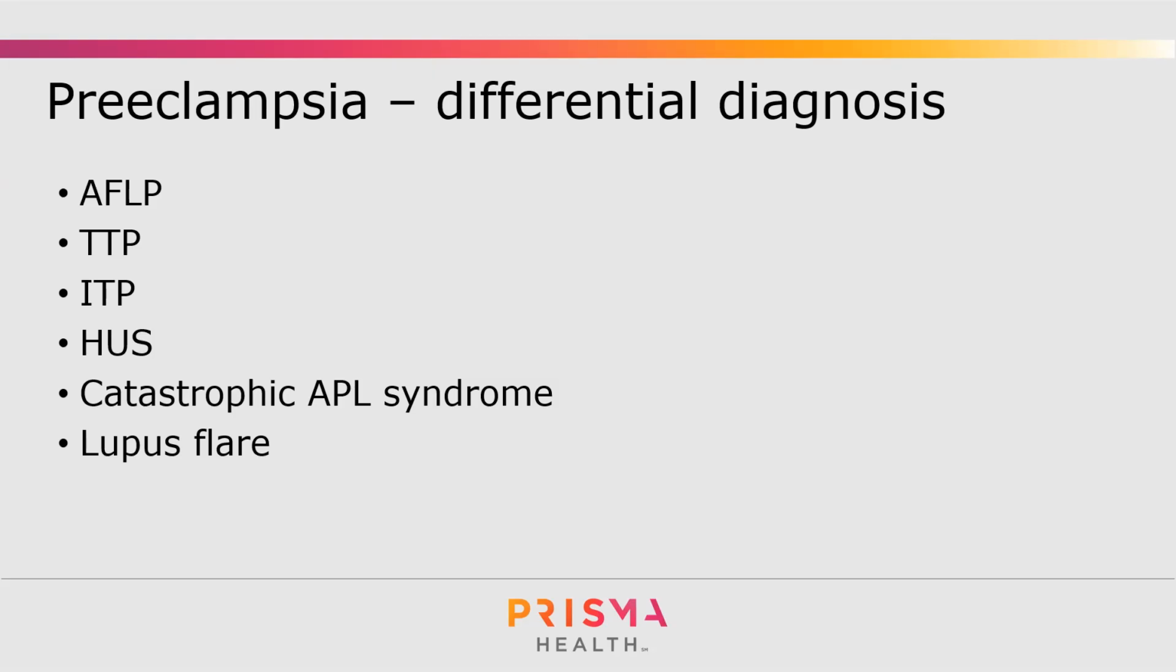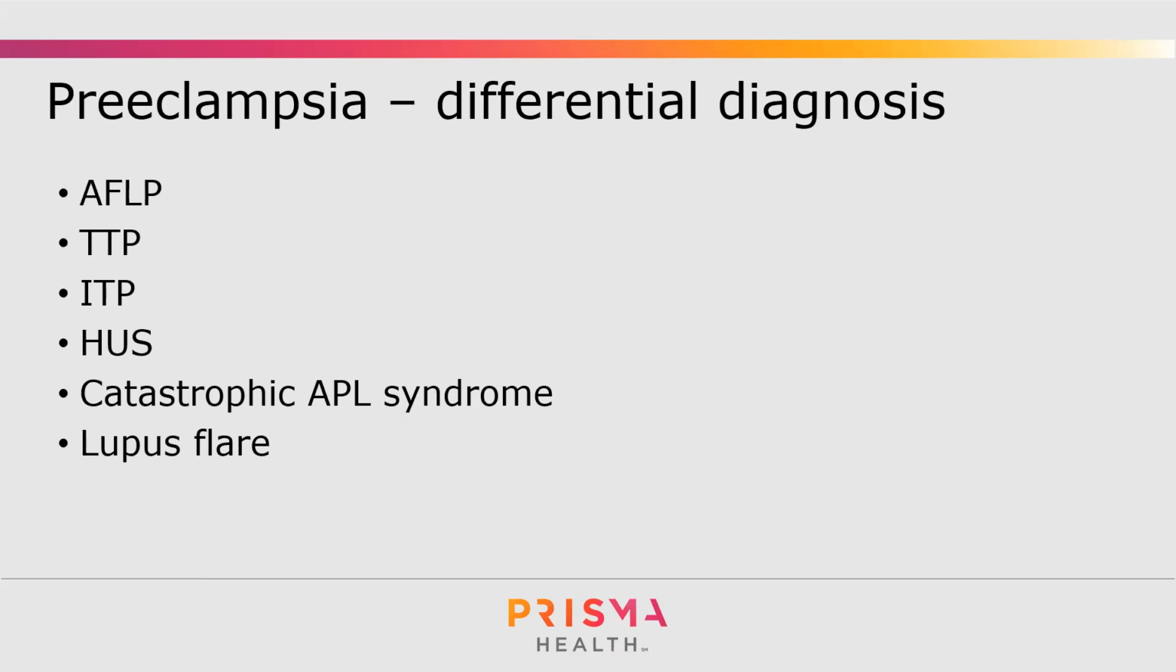Acute fatty liver of pregnancy, TTP, which stands for thrombotic thrombocytopenic purpura, immune thrombocytopenic purpura, hemolytic uremic syndrome, catastrophic antiphospholipid syndrome, and a flare of lupus. And the one thing I left off this slide is a potential molar pregnancy. All of these things need to be in the differential because they are all associated with, at least in part, low platelets, liver dysfunction, renal dysfunction, and adverse fetal effects. So that's why that differential is there.